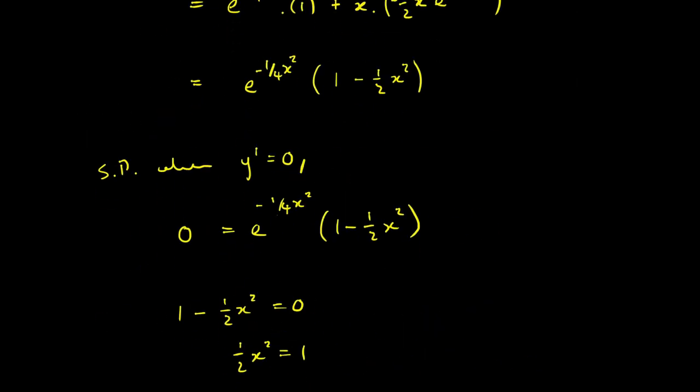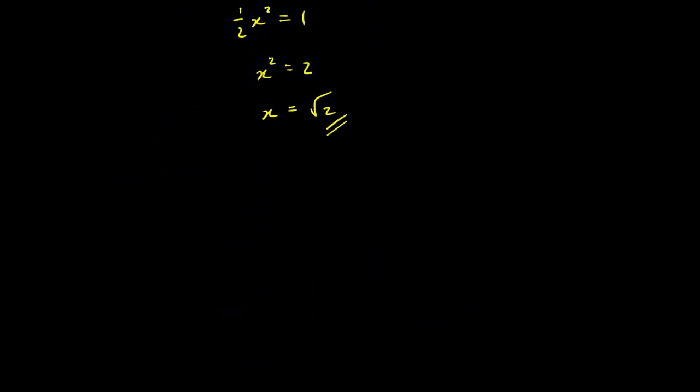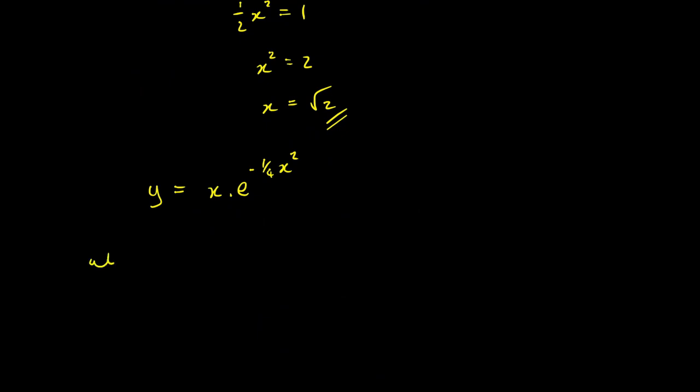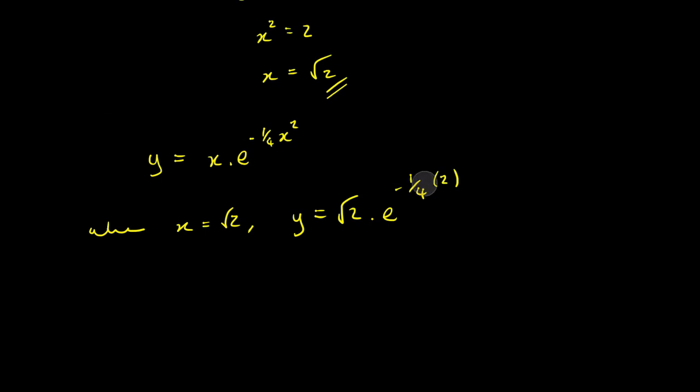We want to find the exact coordinates, so we need to substitute this into our y. So y, remember, is equal to x e to the negative a quarter x squared. Let me just make sure I've got that function right. Okay, so when x is equal to root 2, y is going to be equal to root 2 times e to the minus a quarter root 2 squared, which is 2. And negative a quarter times 2 is negative a half. So what we've got here is coordinate root 2 e to the power negative a half, and therefore the coordinate is root 2, comma, root 2 e to the power negative a half.